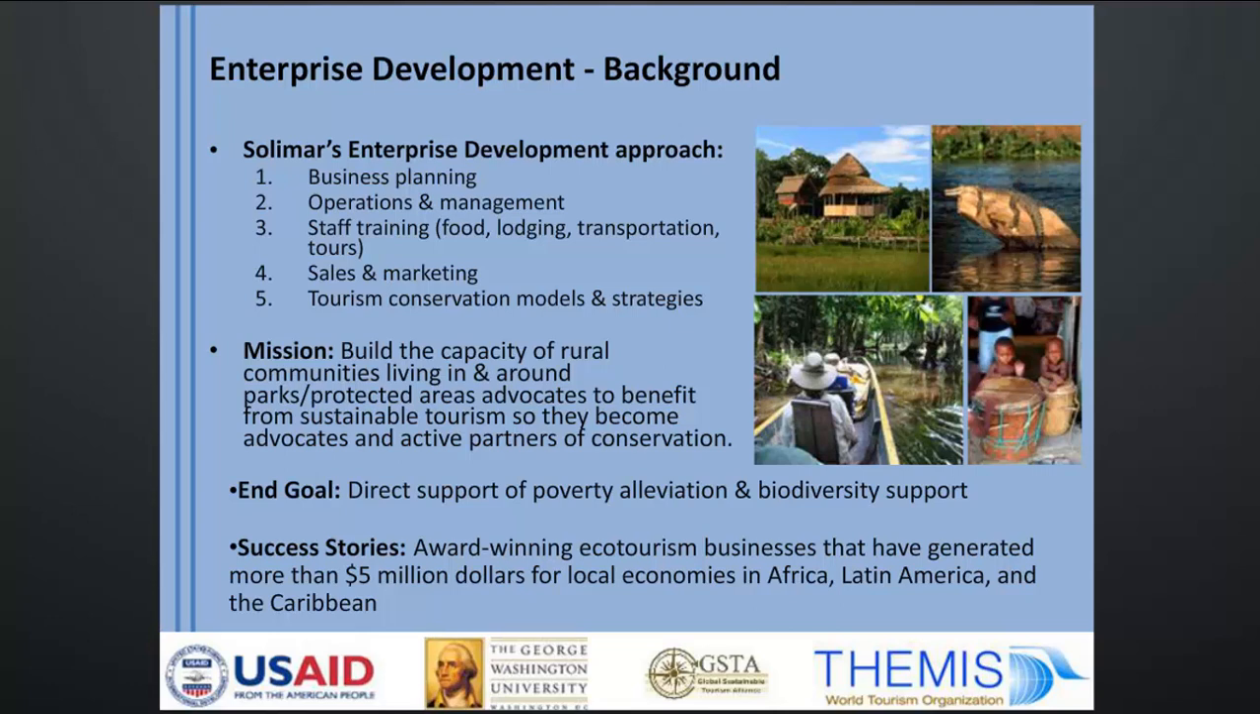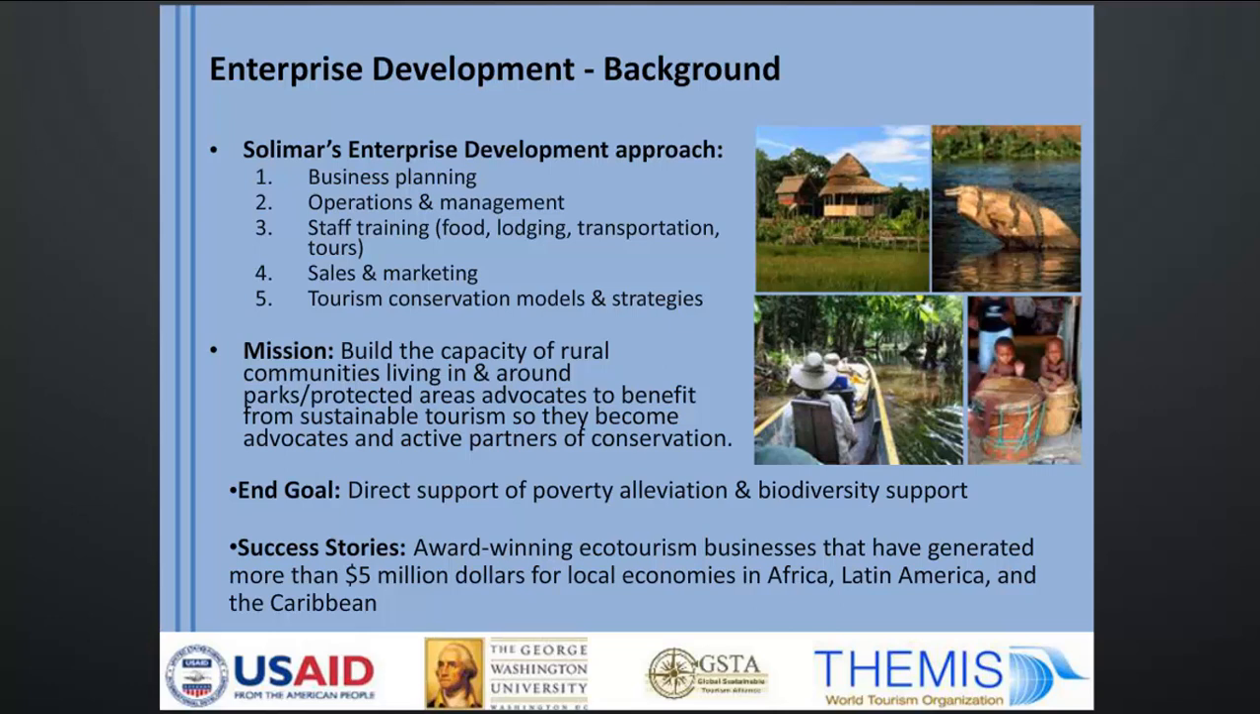The fourth toolkit is focused on sales and marketing. We'll touch on some aspects of sales and marketing within the business planning toolkit and within this presentation, but the sales and marketing is a much more comprehensive toolkit that covers everything from marketing strategy to positioning, placement, pricing, promotional techniques such as online marketing campaigns and publicity and PR and website design, all those other web-based aspects of sales and marketing. And then the final toolkit is focused on tourism conservation models and strategies.